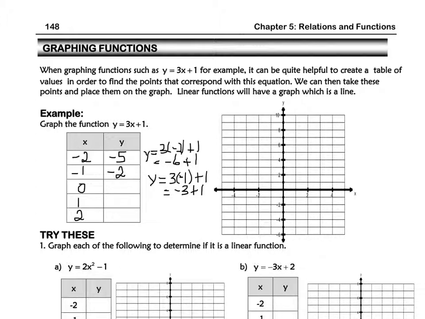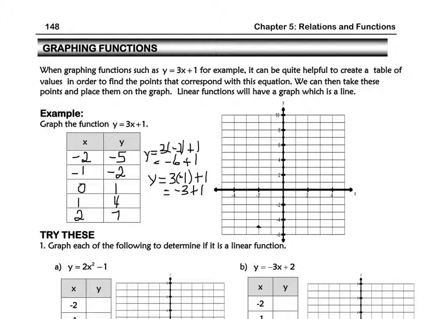And 0 will be 3 times 0, which is 0, plus 1, which is 1. And y equals 3 times 1: if x is 1, that'd be 3 times 1 is 3, plus 1 is 4. And if we put in 2, 3 times 2 is 6, plus 1 is 7. So the graph already has the x and y axis labeled for us. We can just plot those points now. So -2 goes with -5, so that would be about right to here.